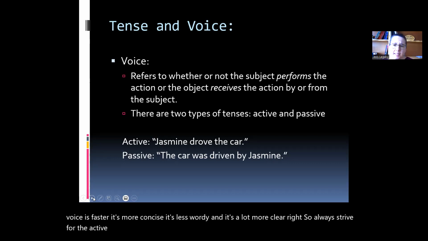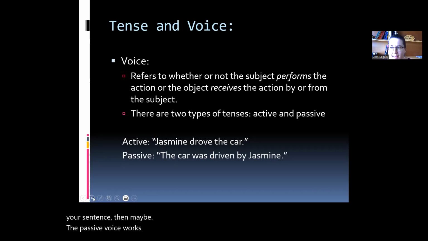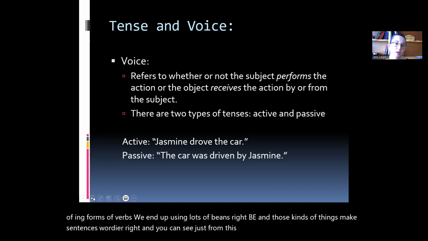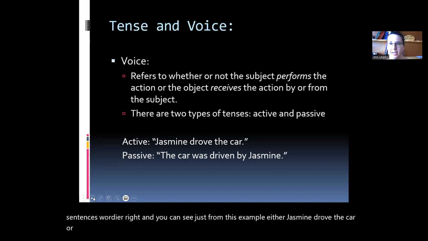Now, sometimes if the object really is the most significant part of your sentence, then maybe the passive voice works well. But passive voice gets us into trouble because we end up using lots of "ing" forms of verbs. We end up using lots of "beens," right? B-E-E-N. Those kinds of things make sentences wordier, right? And you can see just from this example, either Jasmine drove the car or the car was driven by Jasmine, right? Active voice is better. For most cases, active voice is better.